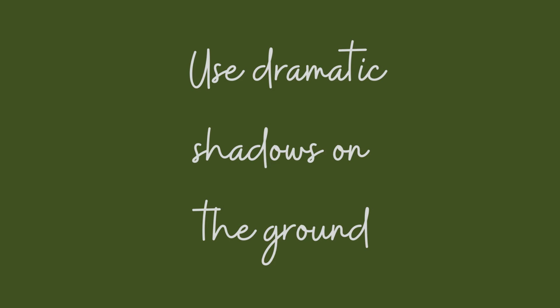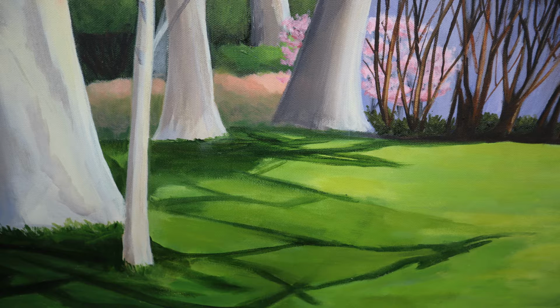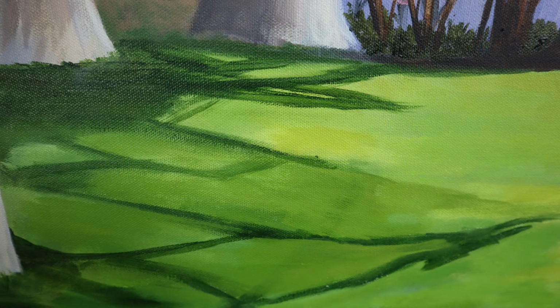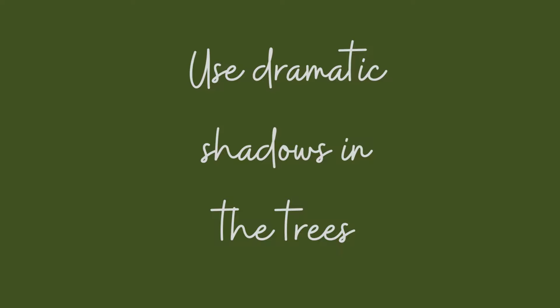The fifth suggestion is to use dramatic shadows on the ground. You can get a lot of drama in your painting just by incorporating shadows. And keep in mind that as the shadows move farther away from the object, they will get a little lighter and a little more diffuse. So keep them super dark next to the item and then let them get a little lighter as they go out. Lots of good drama there.